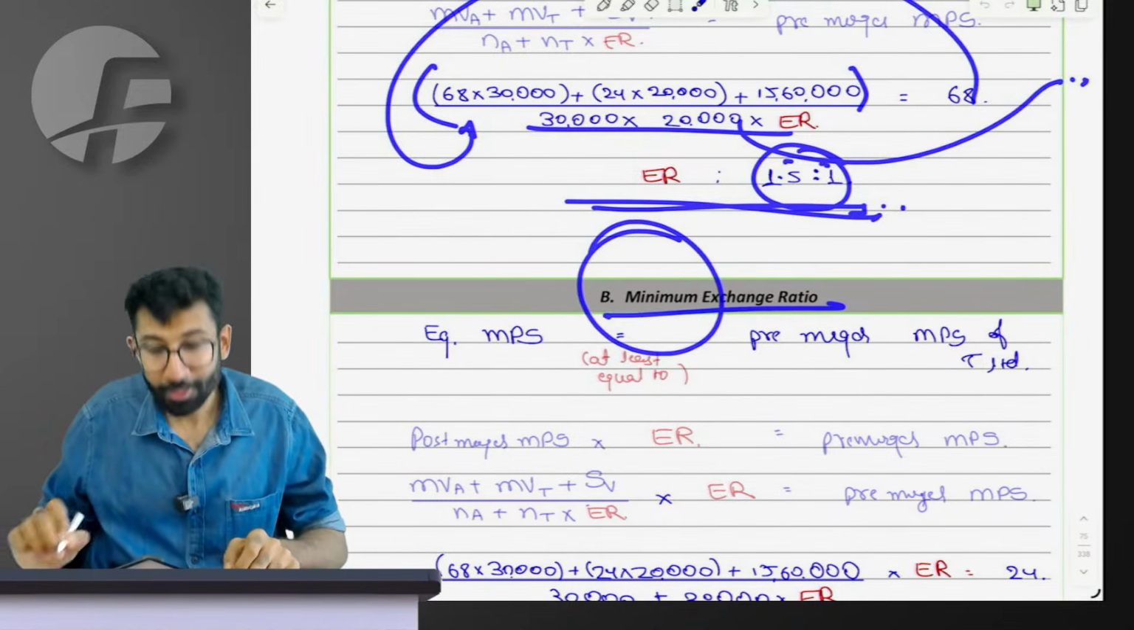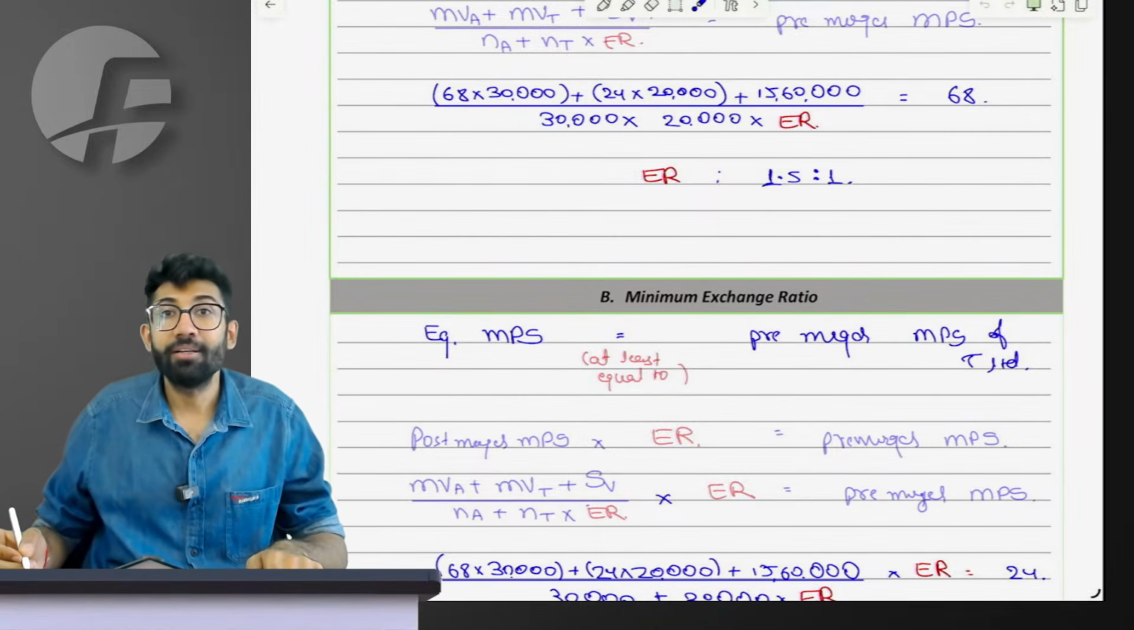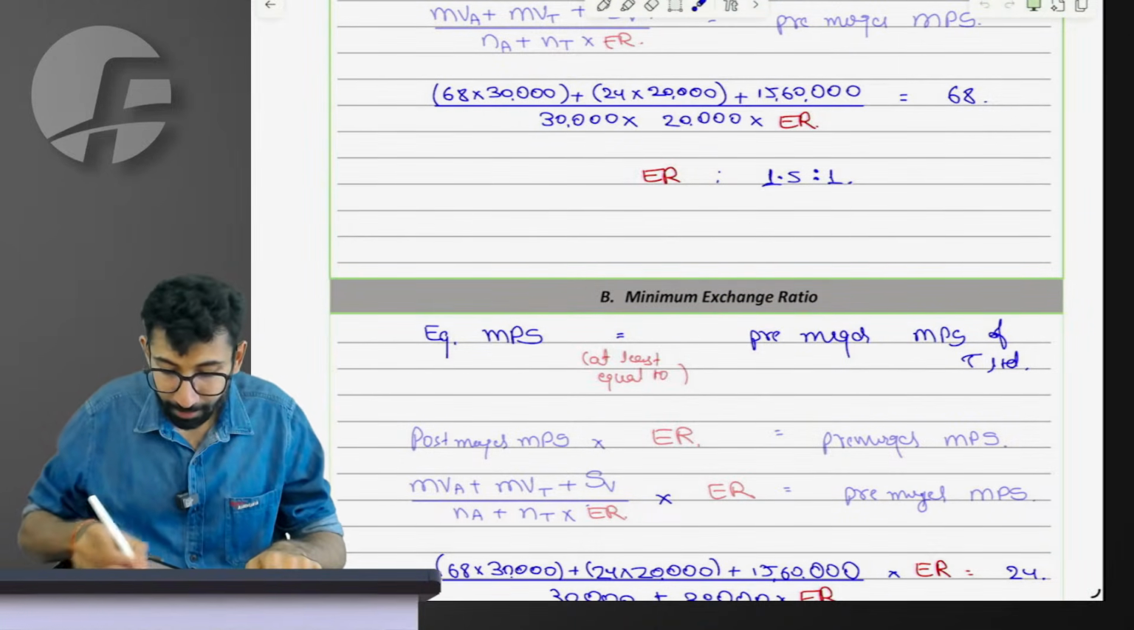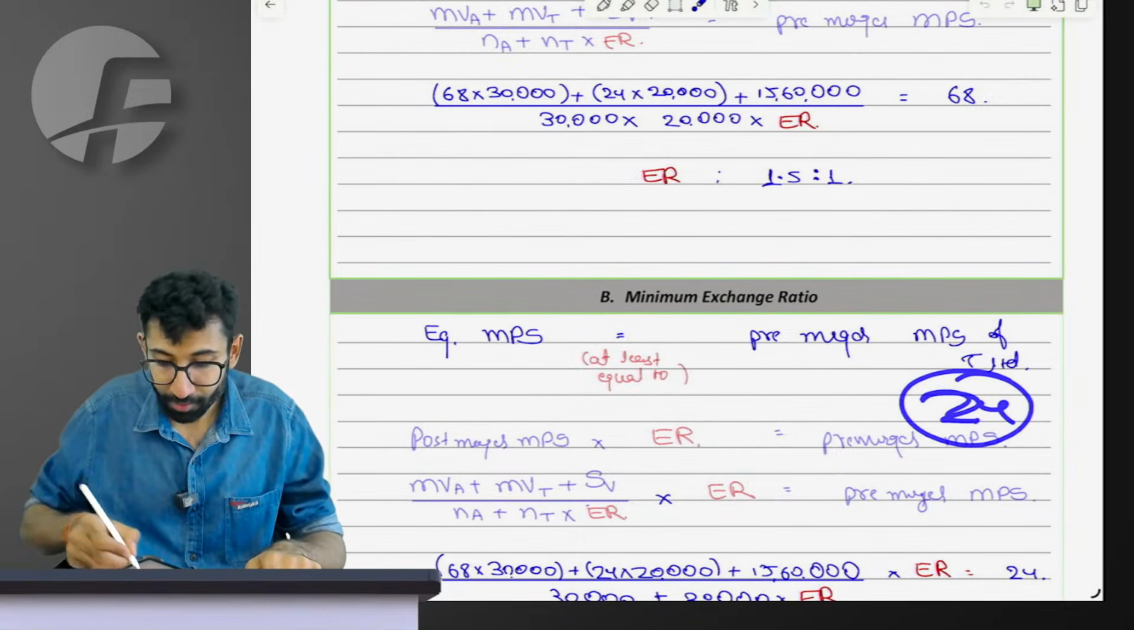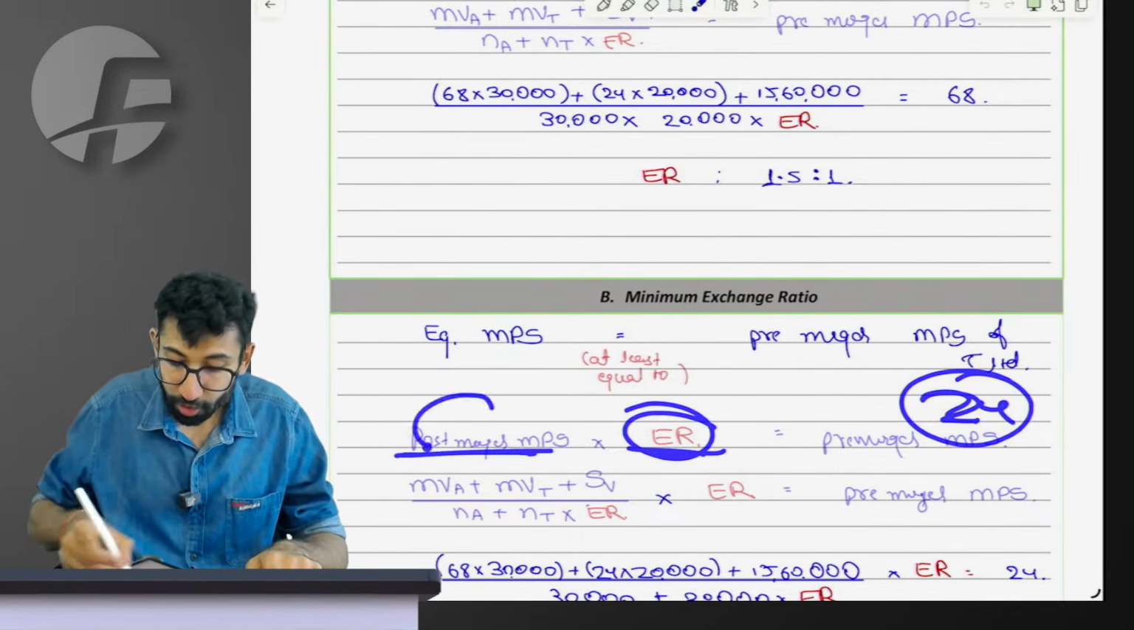Similarly, who tells you the minimum? The minimum is told by the target. Target will say my equivalent should be at least equal to my pre-merger of 24. What is its equivalent? Post-merger into the exchange ratio is the equivalent.